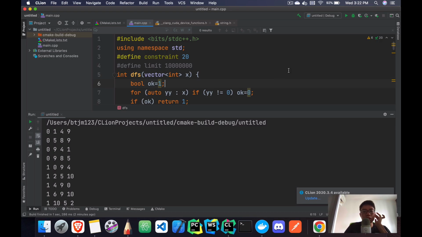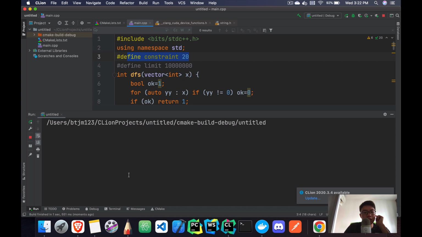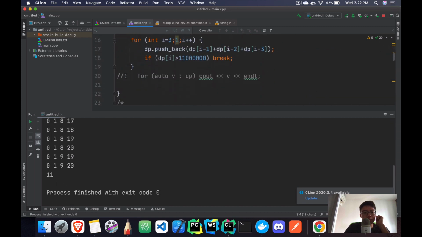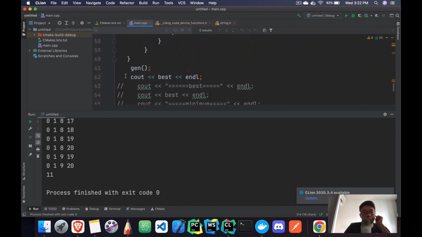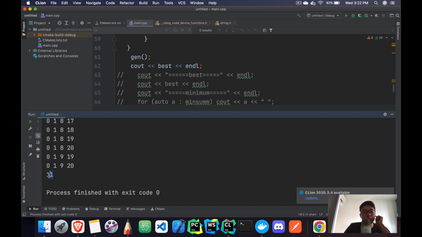Basically this is the program that I wrote to tackle the problem in C++. The first thing you need to focus on is the constraint limit. This constraint of 20 means that every single number A, B, C, D can have a maximum value of 20. If I run the program with 20, you will see that 11 is the maximum number of squares that we can generate with a constraint of 20.